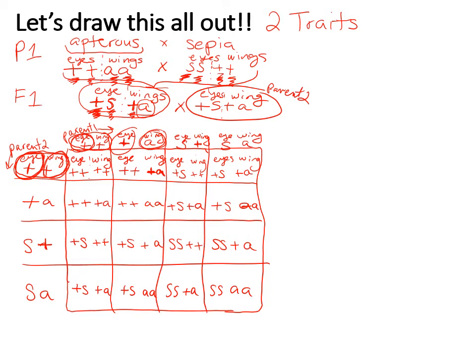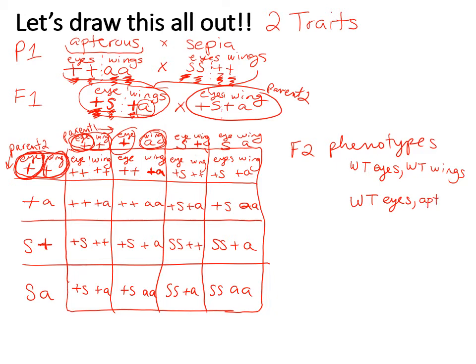And then what we do is we map out for the F2 the different phenotypes. And again, phenotypes are what you see, okay? So you can see 4 different types of flies when it comes to a dihybrid. You can either see a fly that has wild type eyes and wild type wings, okay? Or you can see a fly that has wild type eyes and mutant wings, which we'll write as APT for apterous wings, meaning it has no wings at all. Or you could have the mutant eyes. So you can have sepia eyes with wild type wings, or sepia eyes with mutant wings.